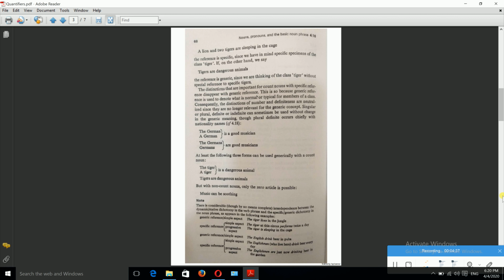بما أنه أعزائي الطلبة tigers are dangerous animals هنا يعني أنه جميع all of the tigers are dangerous يعني جميع بدون تحديد فالreference راح يكون generic.